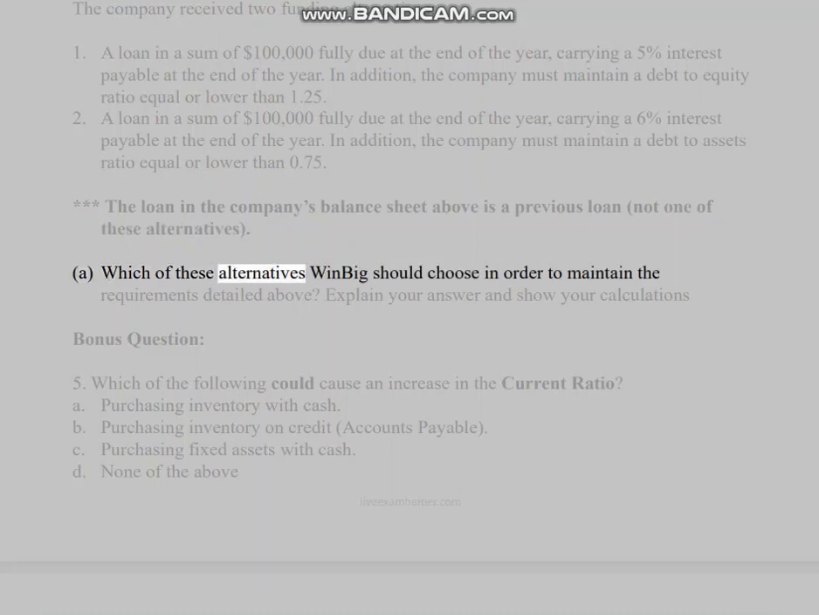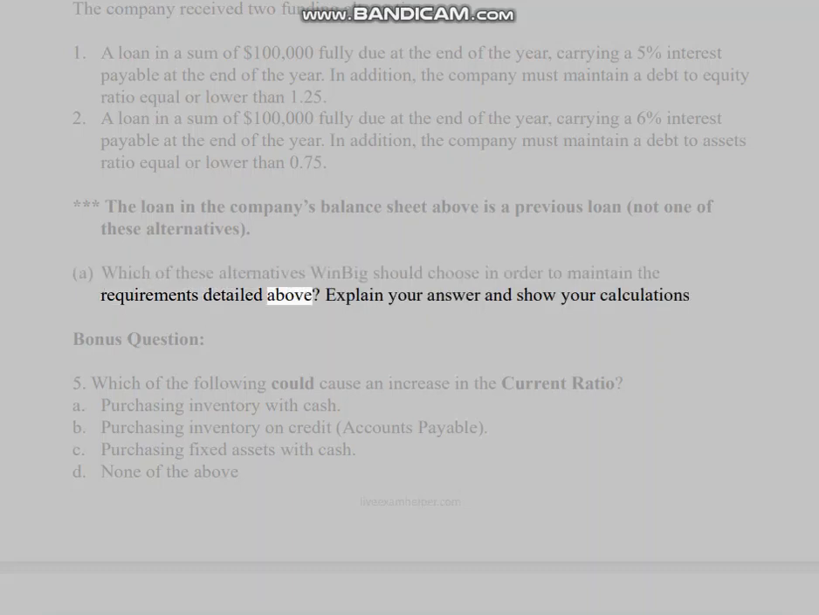A. Which of these alternatives should Winbig choose in order to maintain the requirements detailed above? Explain your answer and show your calculations. Bonus question.